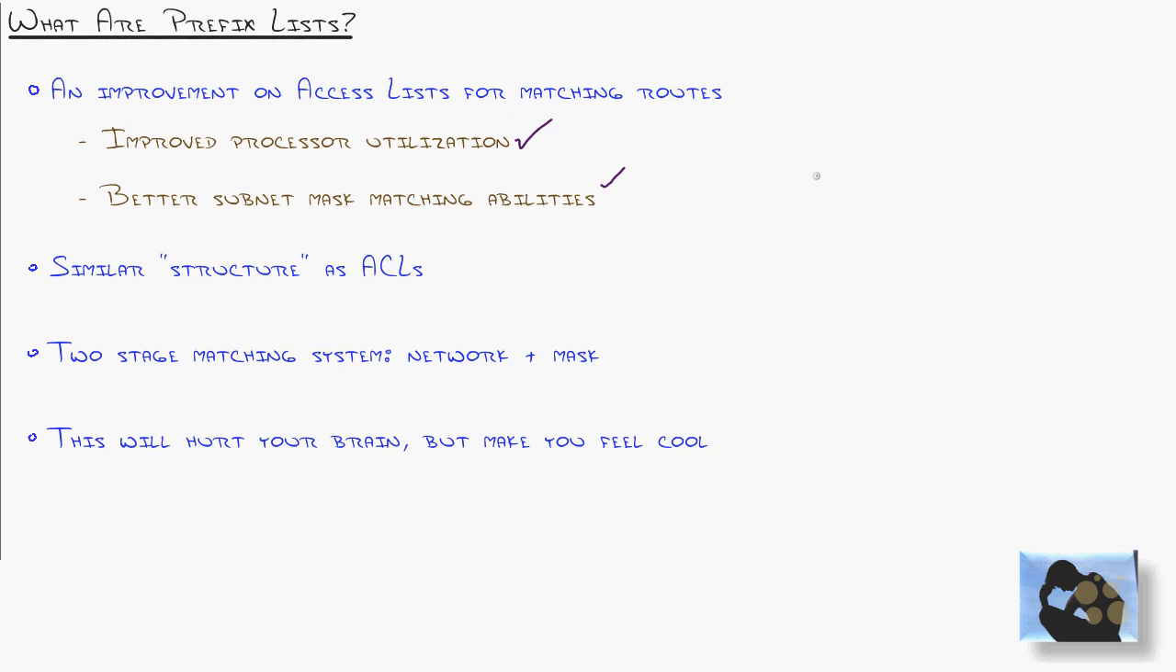Essentially, you say, I want to match the 172.16.1.0/24 subnet. That's an example of a prefix list, right? You say permit, just like an access list, permit this. And that would be a way of just quickly matching it. So similar structure to ACLs. You got the permit and deny, you got the implicit deny at the end, etc.